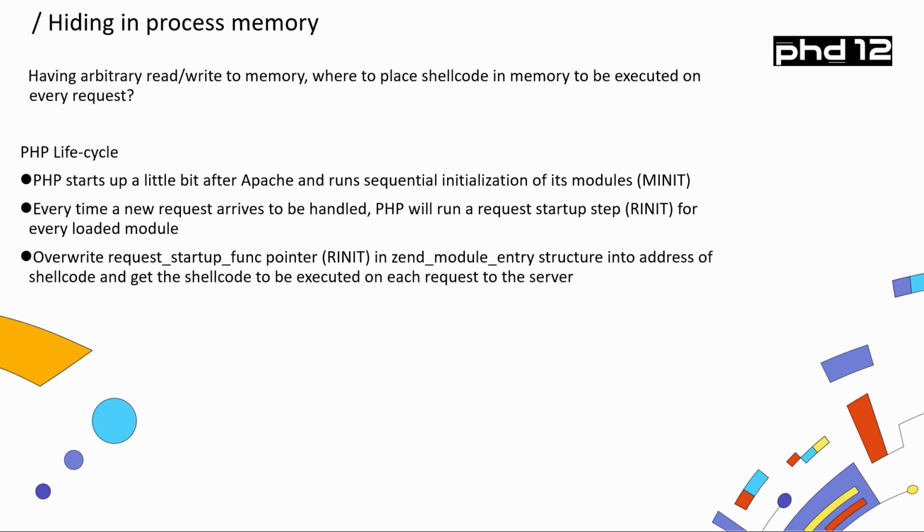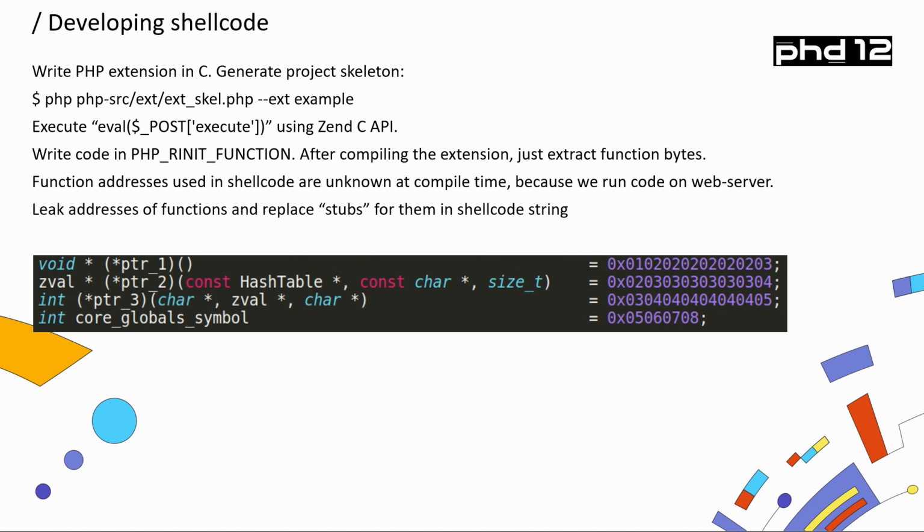To analyze this, we will consider the PHP lifecycle. PHP starts a little bit after Apache and runs sequential initialization in memory. Every time a new request arrives to be handled, PHP will run a request startup step, or RINIT, for every loaded module. We will override the request startup function pointer in the Zend module entry structure with the address of the shellcode. We will have this shellcode.